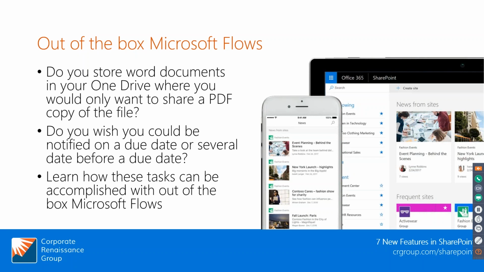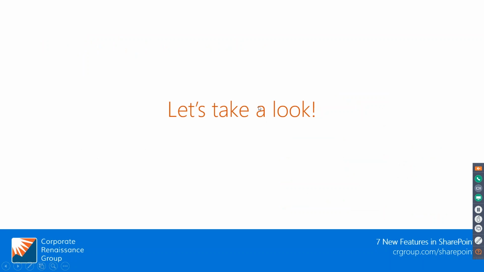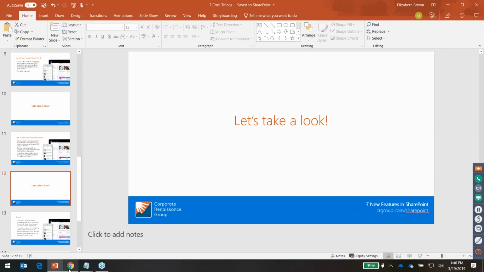Also with task lists and due dates, you can now have notifications. So any list or library where there's a date field that isn't date created and date modified, which are the out of the box ones, every time you create a library or a list, you have date created and date modified. But if you have an additional field like due date or even a custom date, as long as you have an extra date field, then there's a reminder flow that you can create that will notify you on the due date or prior to the due date. So those are the out-of-the-box flows.